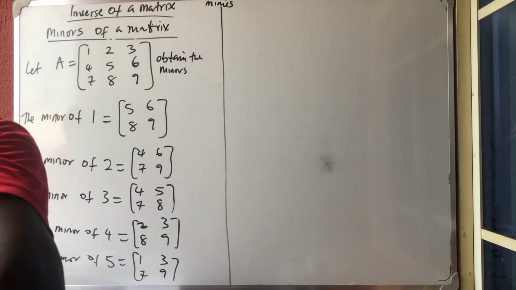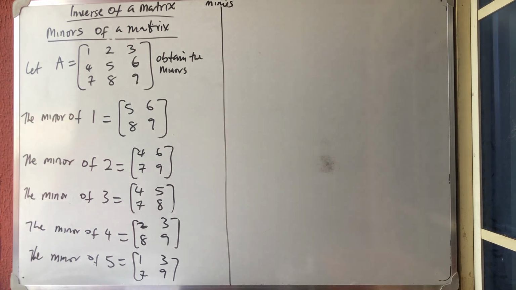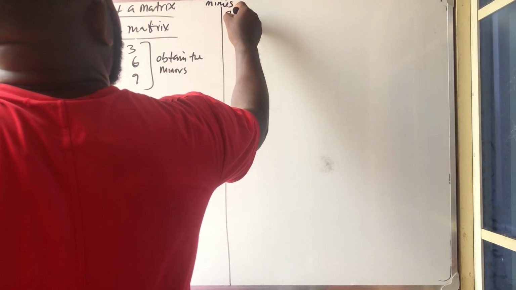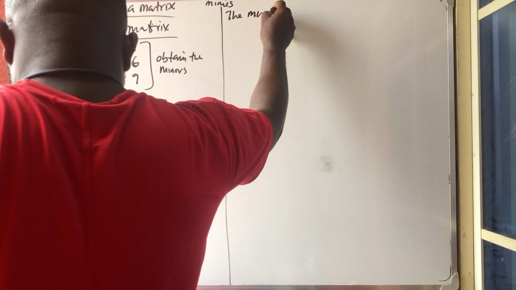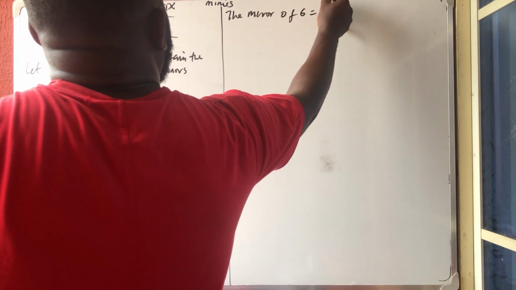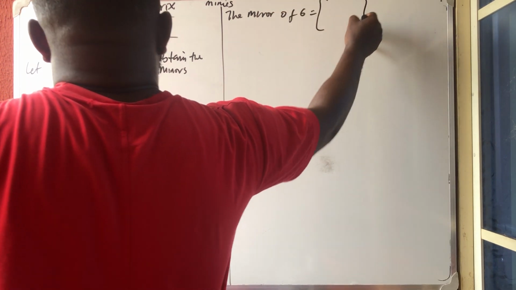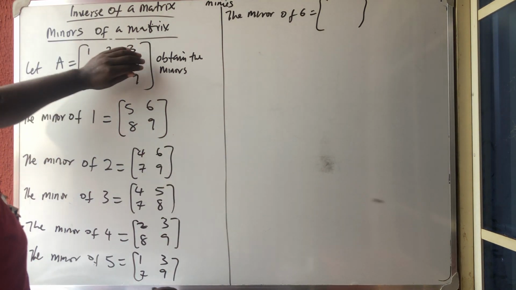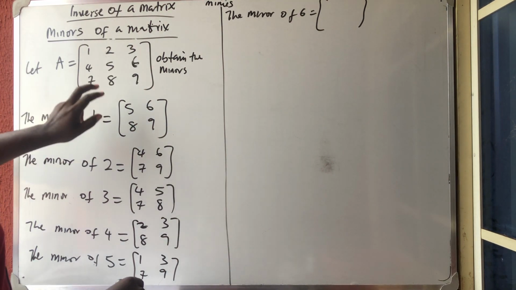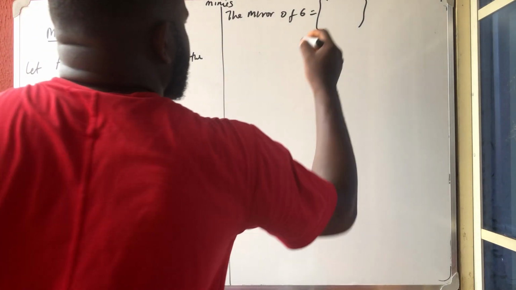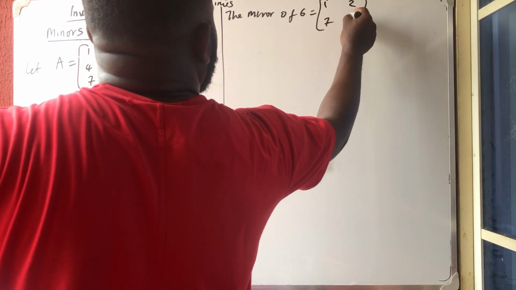Okay, so the next one is the minor of 6. The minor of 6 is equal to, look at 6 here. If you close the row and column of 6, I'm left with 1 2 7 and 8.